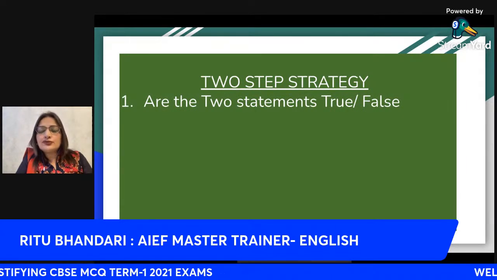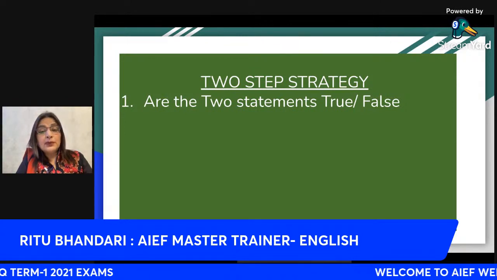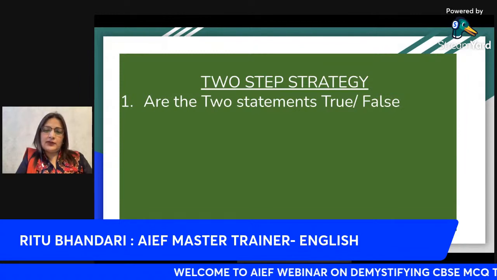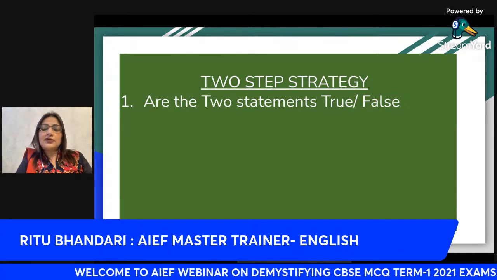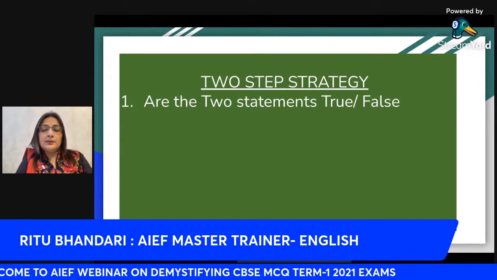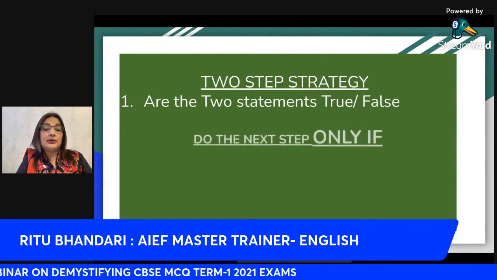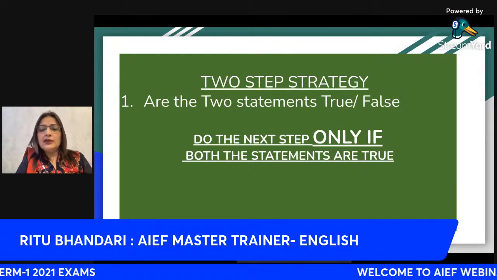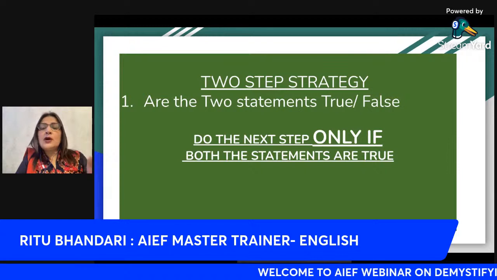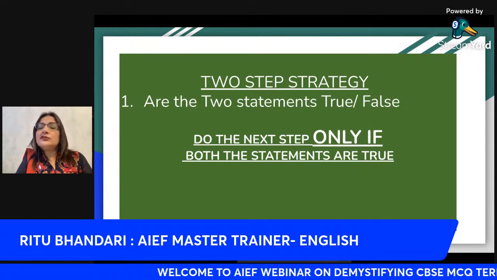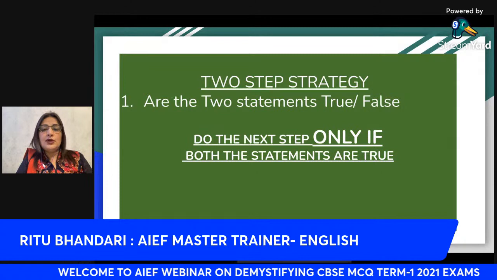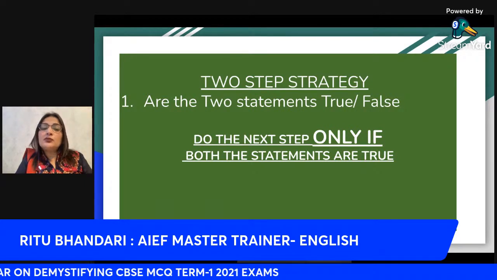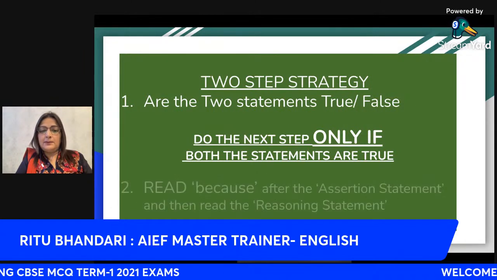Now, either the 2 statements could be true, or the 2 statements could be false, or it could be that only one of them is. The second step would be applicable only if both the statements are true. If both the statements are true, you are going to do the second step. If both the statements are not true, then you are going to stop here and I will tell you, out of the options, what it is that you need to take up.